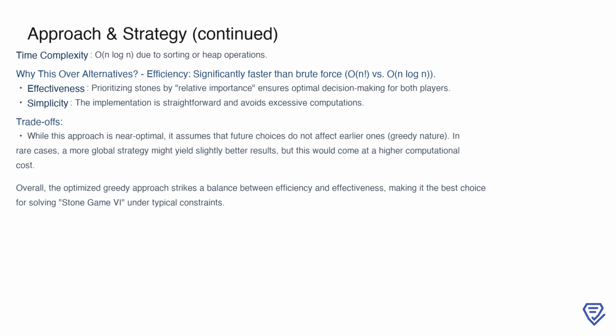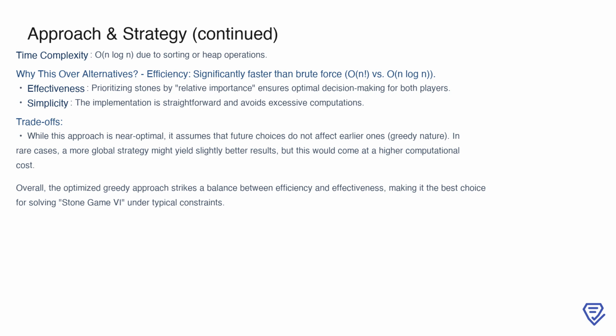In terms of efficiency, the optimized greedy approach is a significant improvement over the brute force method. Its time complexity is O(n log n), stemming from sorting or heap operations, as opposed to the factorial growth of O(n!) in the brute force approach. This makes it far more practical for larger inputs. In terms of effectiveness, prioritizing stones based on their relative importance ensures that both players make optimal decisions within the constraints of the greedy strategy. Additionally, the implementation is relatively simple, avoiding excessive computations while still delivering strong results.